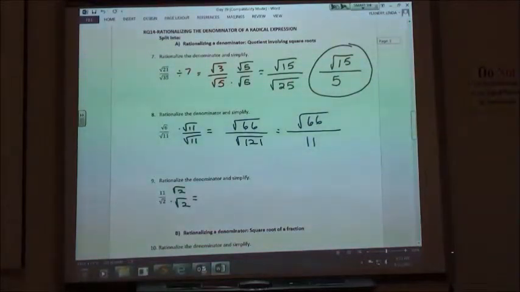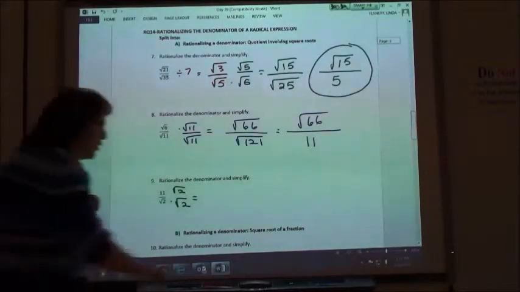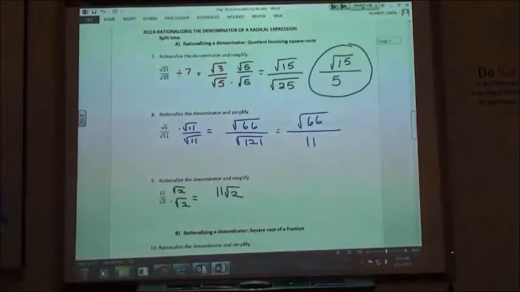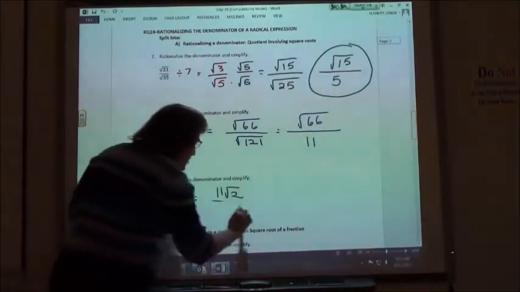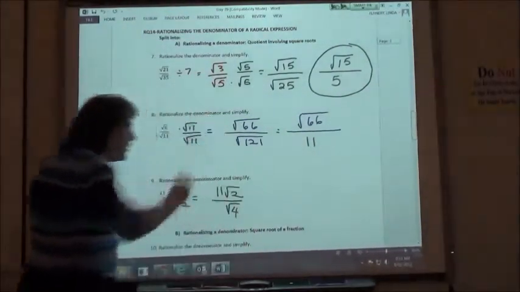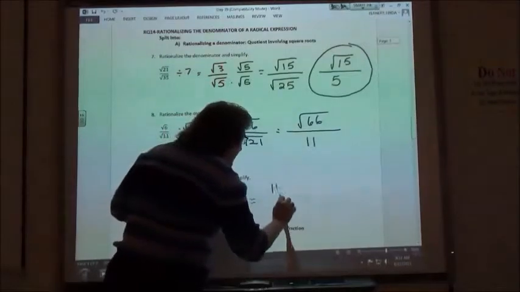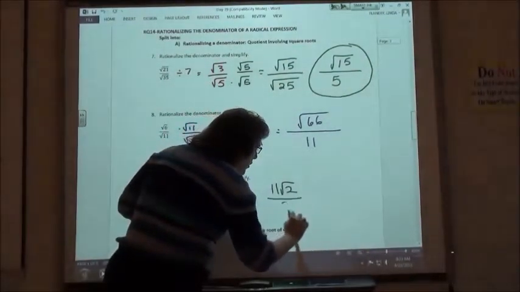It's like when you take an 11 times an x, you just put the number in front of the square root. So you write it as 11 square root of 2. That means 11 times the square root of 2. On the bottom, you're going to get the square root of 4, but you can simplify the square root of 4 into 2. So I'm going to get 11 square root of 2 over 2.